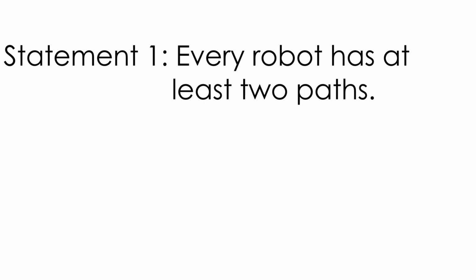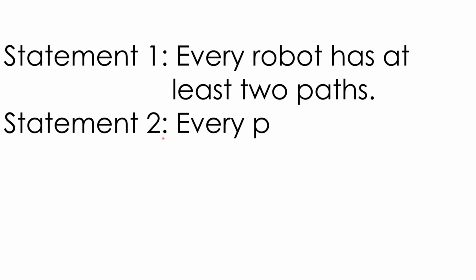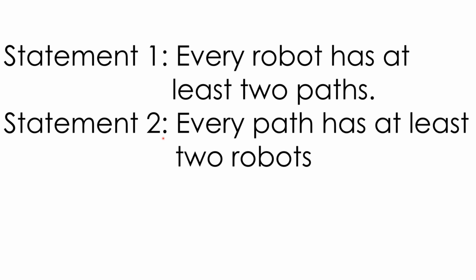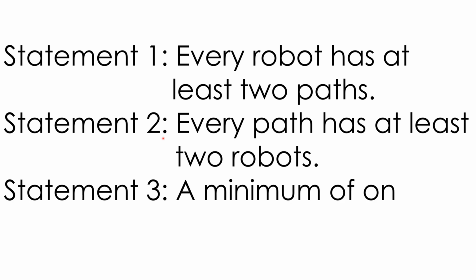So we have statement number 1. Every robot has at least 2 paths. Statement number 2. Every path has at least 2 robots. And statement number 3. A minimum of 1 robot exists. In this set of statements, which do you think are terms that need to be defined?